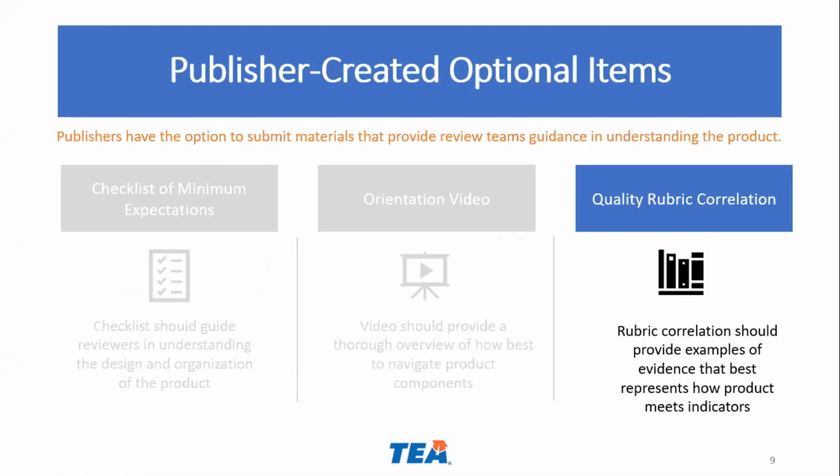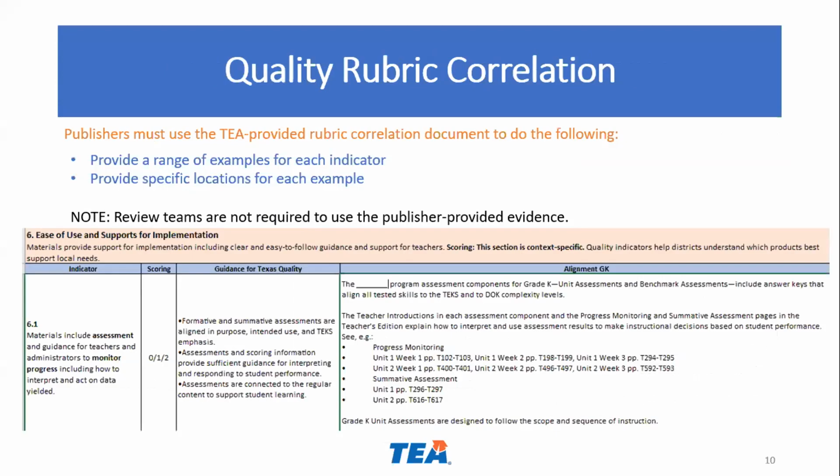The third publisher-created optional item that can be submitted is the quality rubric correlation. On Friday, we sent out the different correlation documents. You should select the one for which your product is intended. So if you have a pre-kindergarten systems product, please use the pre-K. If you submitted for foundational literacy, please use the foundational literacy and the math.